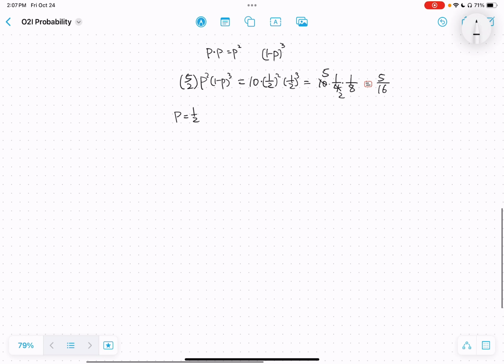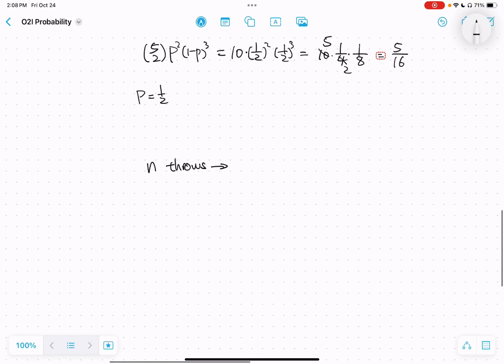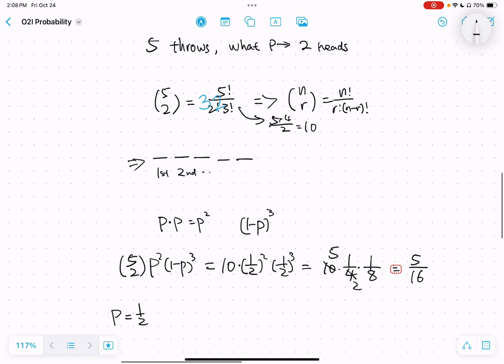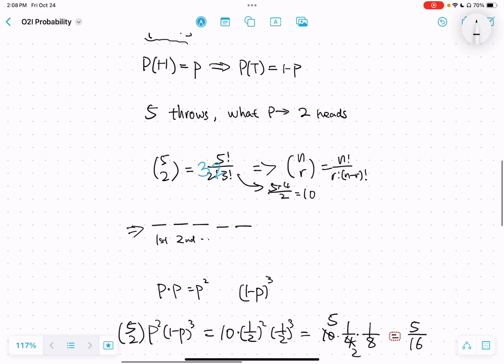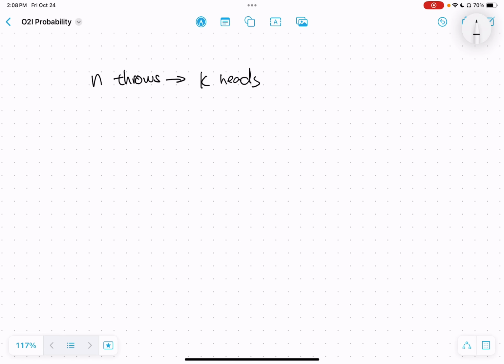Let's generalize it. Let's say we have n throws. We want to find the probability of exactly k heads. This is pretty much the same as the previous example. However, we use n and k to denote the number of throws and the number of heads.